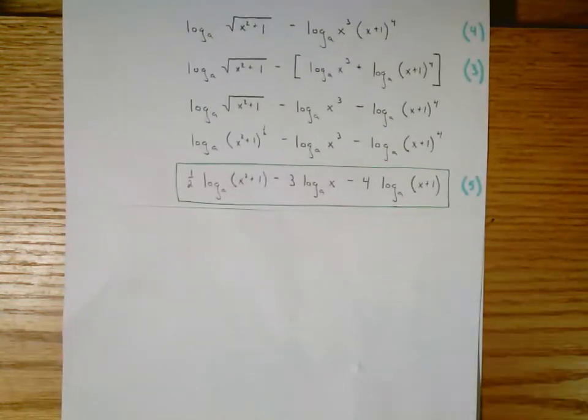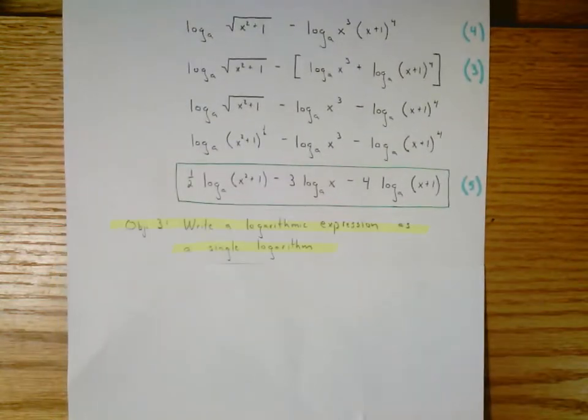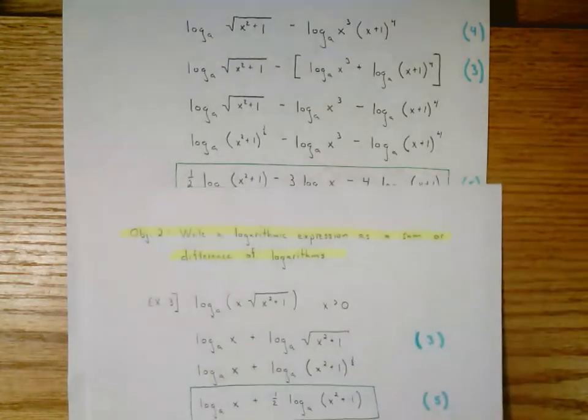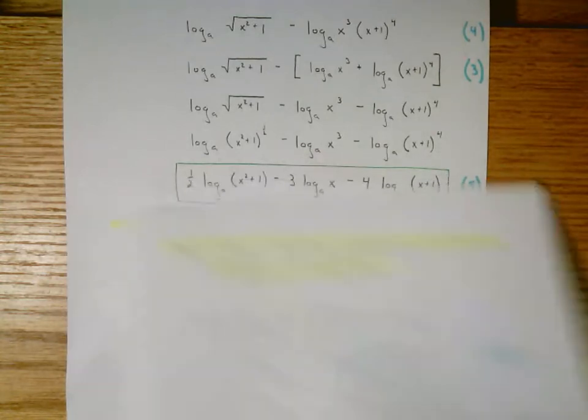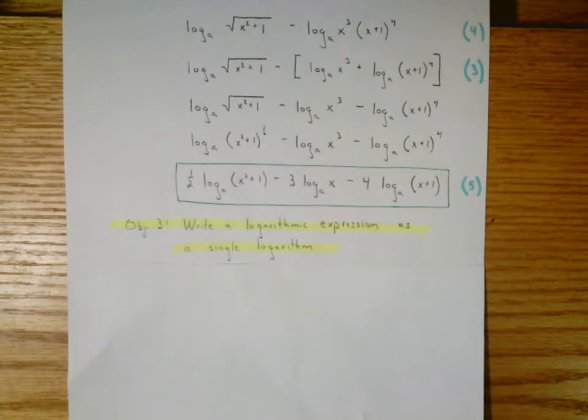All right, you guys are doing a great job. Next objective, we are going to write a logarithmic expression as a single logarithm. If you compare that to objective 2, which we just finished, here I'll even put it back on the screen. In objective 2, we were starting with a single logarithm. Now we're going to end with a single logarithm. So we're essentially going to take the example problems that we just finished, and write the steps in the reverse order.